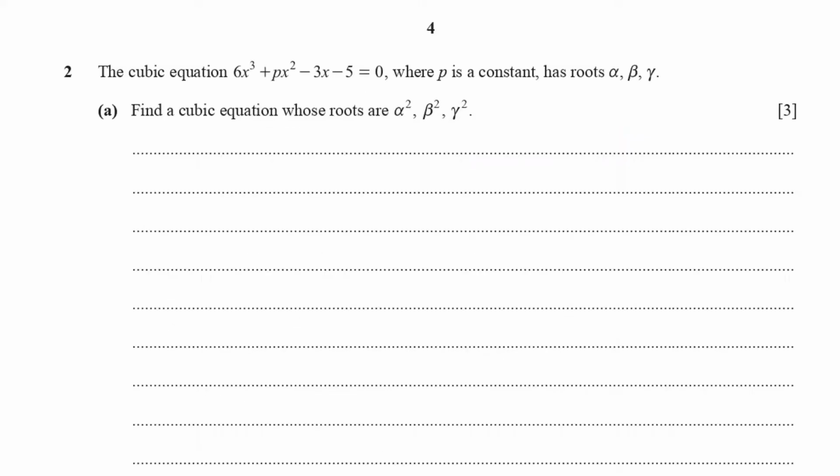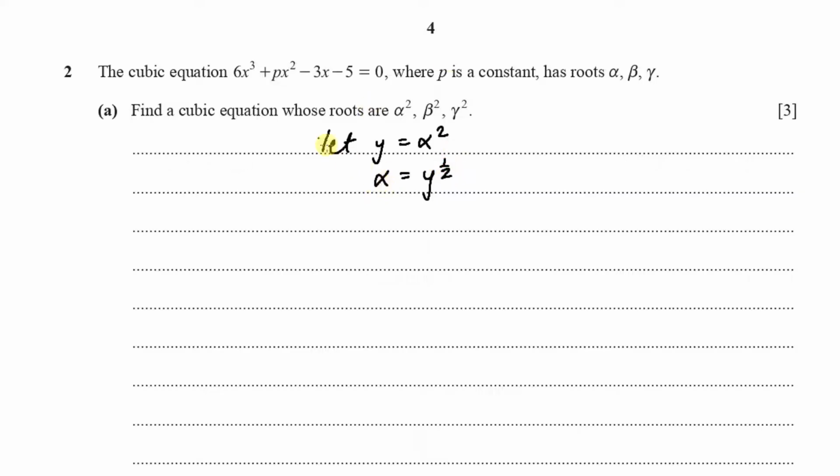Question number 2. The cubic equation 6x cubed plus px squared minus 3x minus 5 equal to 0, where p is a constant, has roots alpha, beta, and gamma. On A, find a cubic equation whose roots are alpha squared, beta squared, and gamma squared. So what we will do with this one is, we'll say let y be equal to alpha squared, which translates to alpha being y to the power of a half.